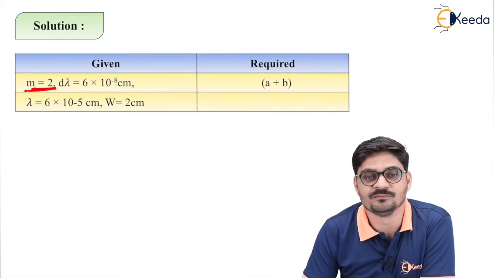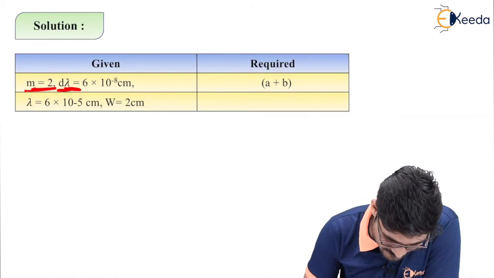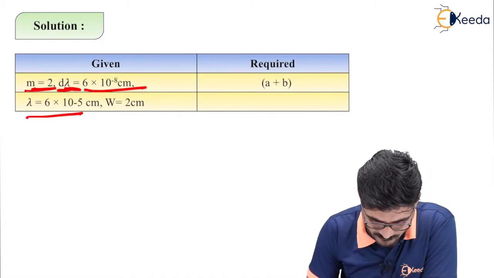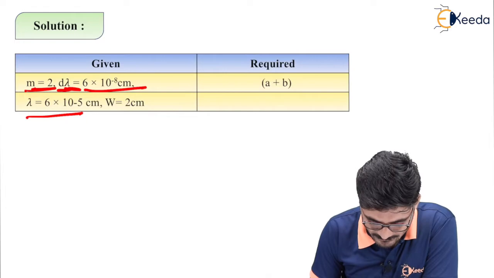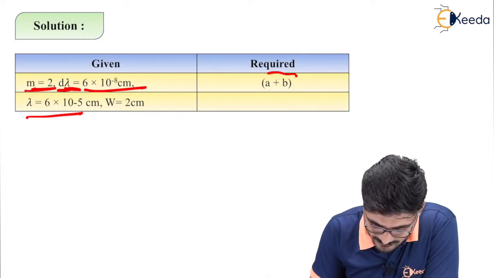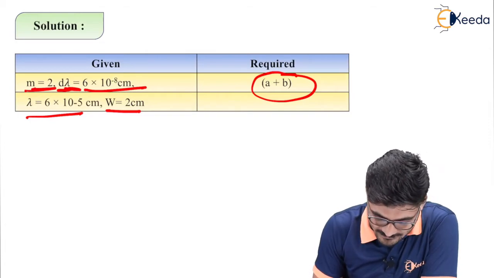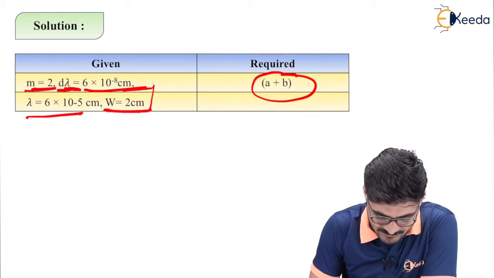Order is given, it is second order. D lambda is given 6 into 10 to minus 8, lambda is given 6 into 10 to minus 5 centimeter, width is given 2 centimeter, and you have to find grating element. So grating element you have to find, but please remember width is 2 centimeter. So you have to find grating element, it is always per centimeter. Please remember you have to find grating element, but the width is 2 centimeter.